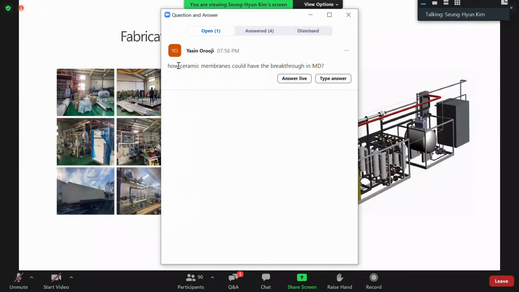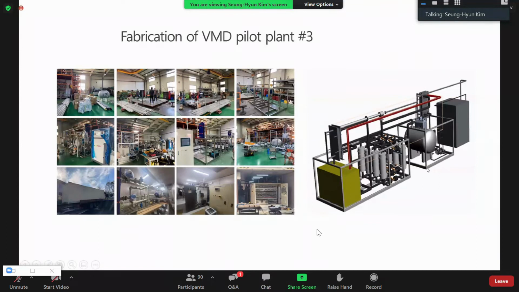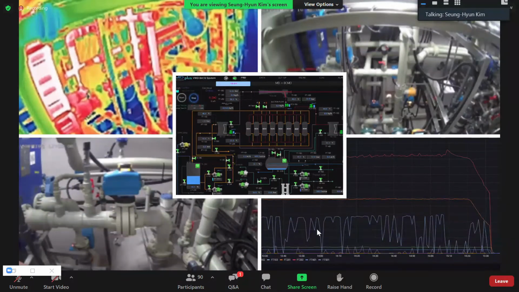We also fabricated pilot plant number 3. This one shows a picture of the pilot plant fabrication. This one is a 3D drawing. And this one is going to be used for continuous operation, not in Korea, but in Saudi Arabia. So we're going to send this pilot plant to Saudi Arabia. It's going to operate there for 6 months. So we installed extra CCTV and infrared cameras just in case, to detect heat leaks. And we can monitor, and we can actually operate this pilot plant from Korea.